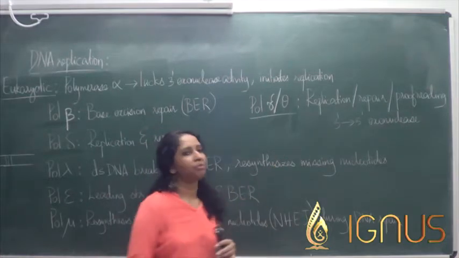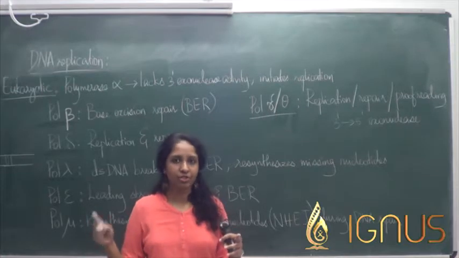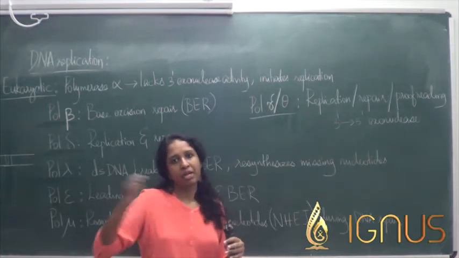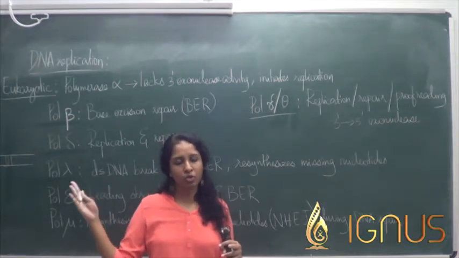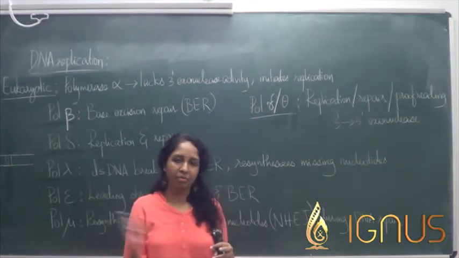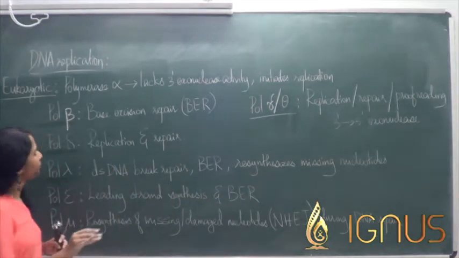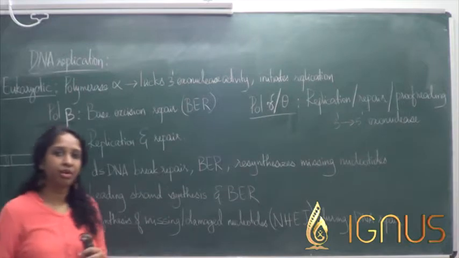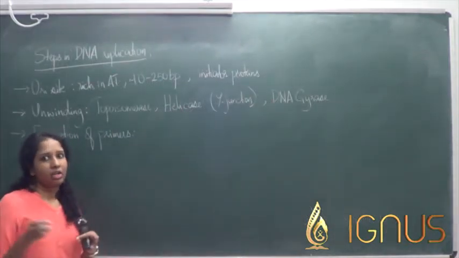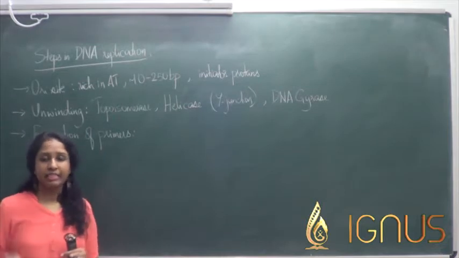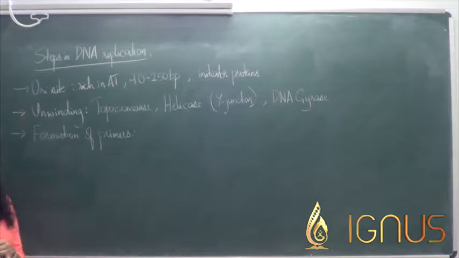Also, they have 3' to 5' exonuclease activity, meaning that they can remove a stretch of DNA from the 3' end toward the 5' end, but they cannot do the opposite, meaning they can't do exonuclease activity from 5' to 3'. So these are the different DNA polymerases which are found in eukaryotic cells. Now that we know what all are necessary for the DNA replication process, we can move on to the actual steps in the DNA replication process.